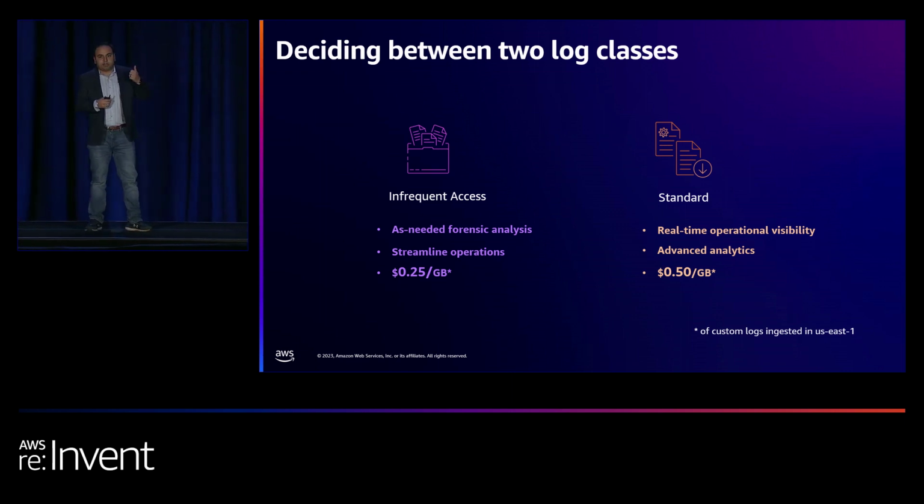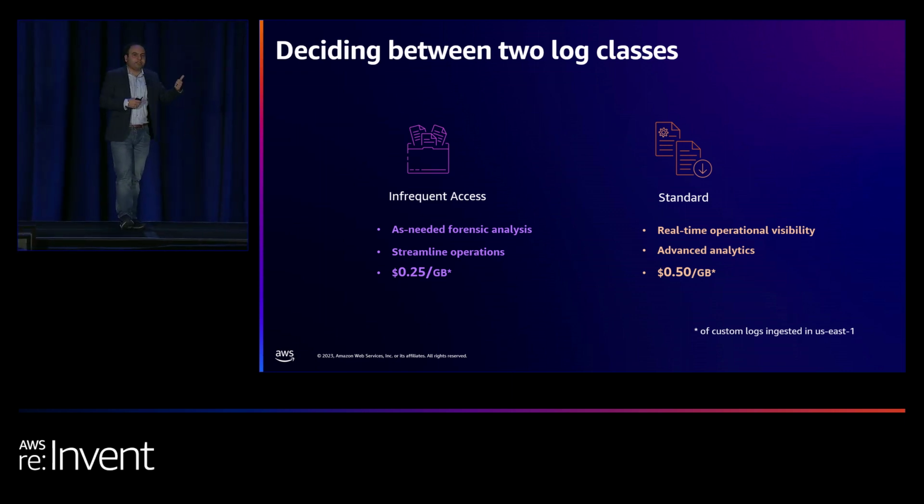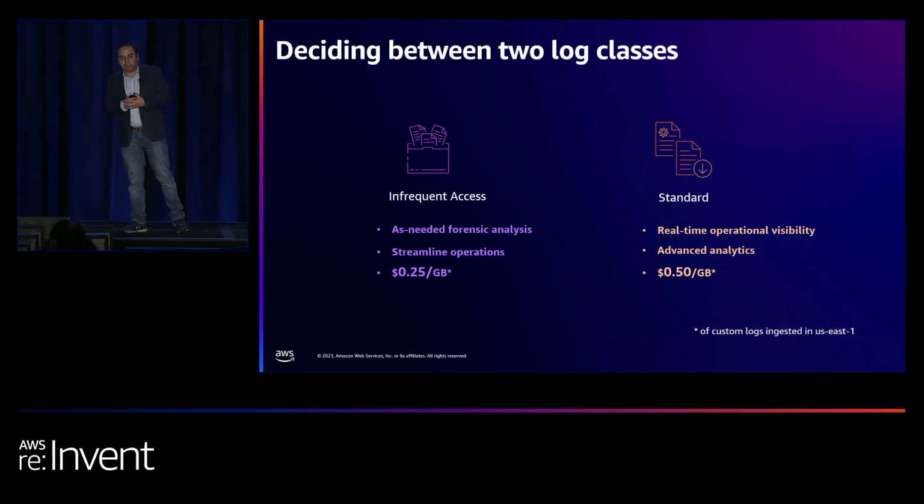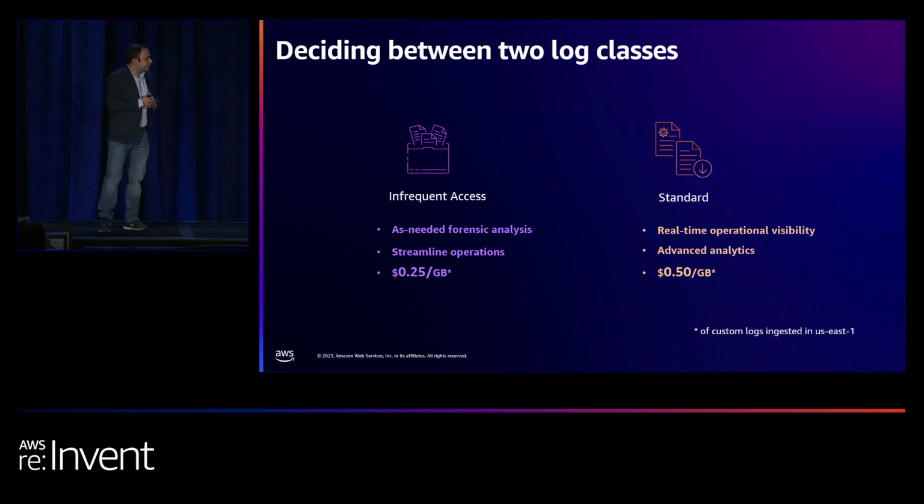And as I mentioned on the pricing, this is an example from US East 1. For custom logs in US East 1, standard will continue to be 50 cents per GB as it has been, and the new infrequently accessed class will be 25 cents per GB of custom logs ingested.